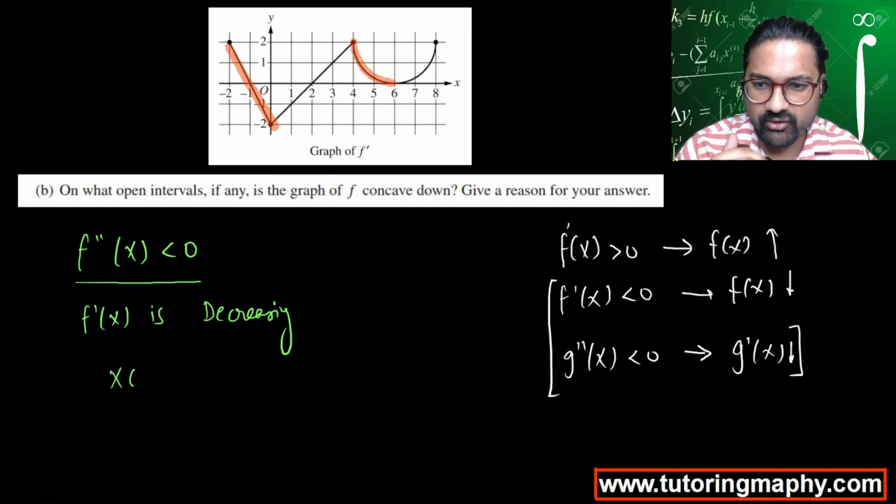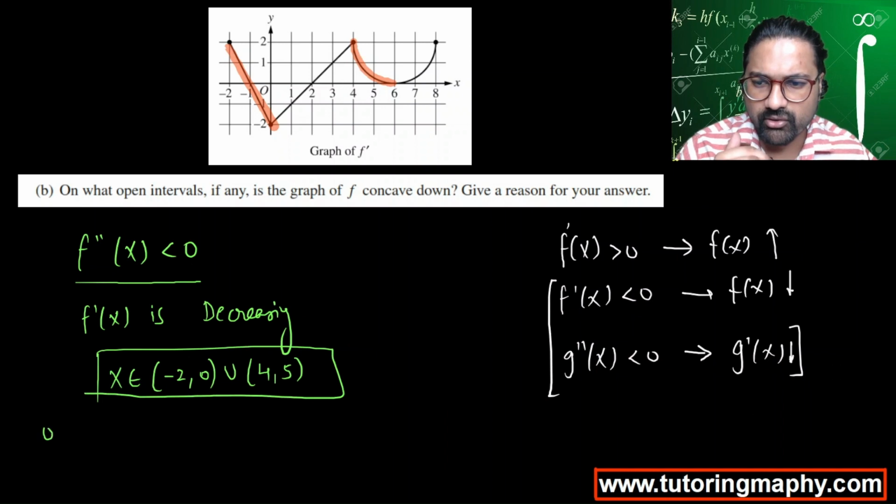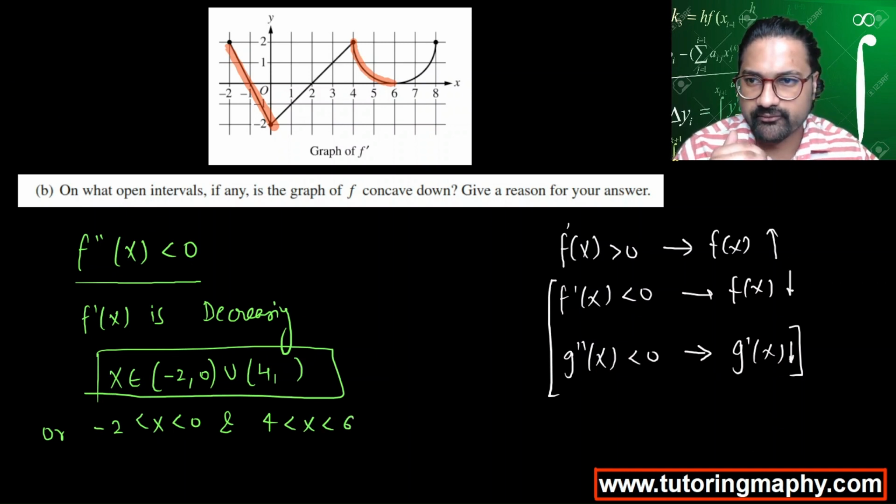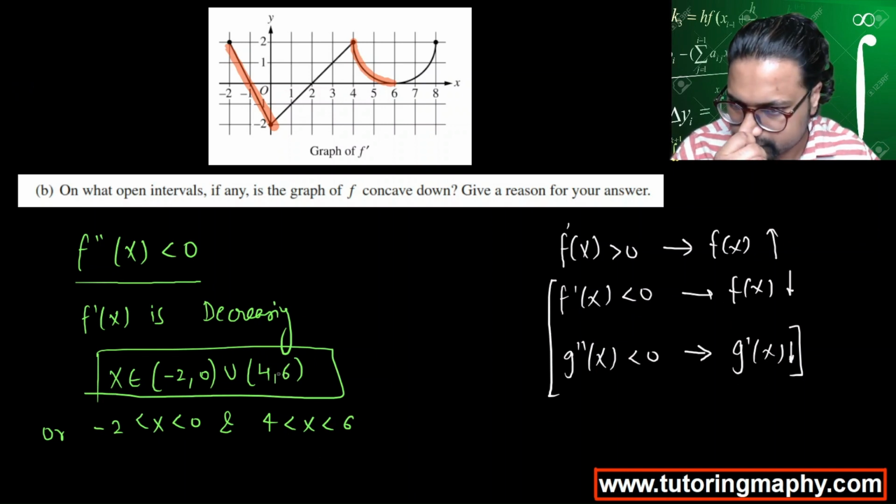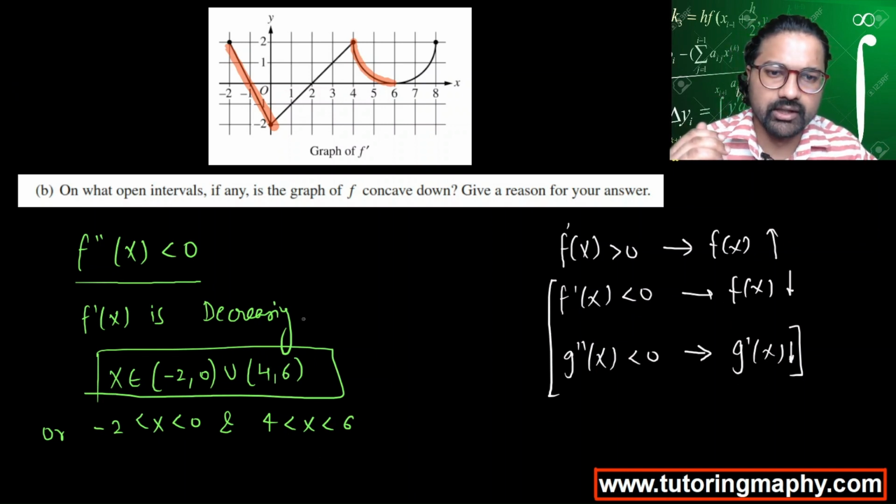So the value of x is from -2 to 0 union 4 to 6. If you don't like the union way of writing it, you can write it in inequality form: -2 to 0 and 4 to 5. Sorry, 4 to 6. Oops, I wrote 5 over here. There should be 6. 4 to 6. All right, makes sense. Excellent.